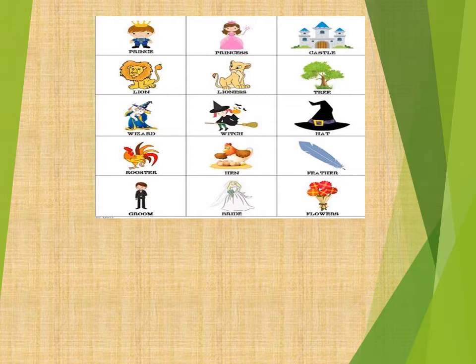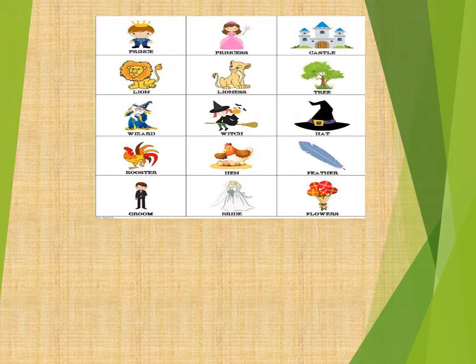Okay, now look at this picture very well. We have the picture of a prince, and then we have the picture of a princess. Next to them, we have the castle. Then we have the picture of a lion, the lioness, and close to them, you will have the picture of a tree. Then we have the picture of a wizard, and then a witch, and then we have the picture of a hat.